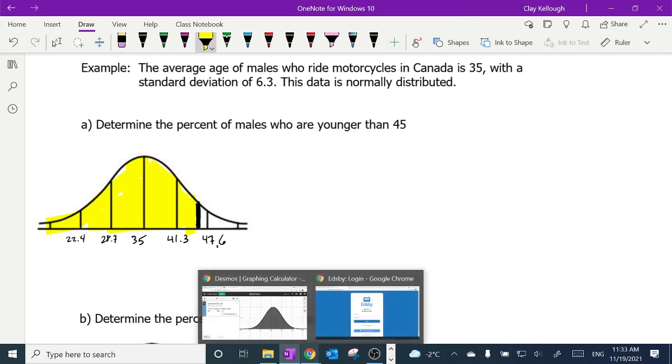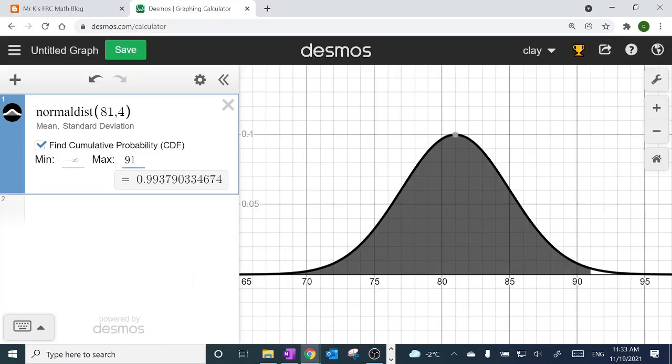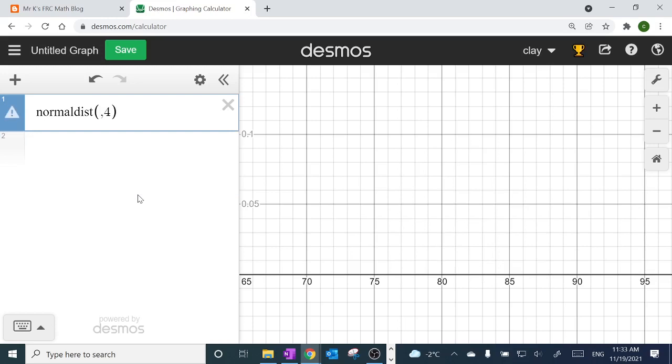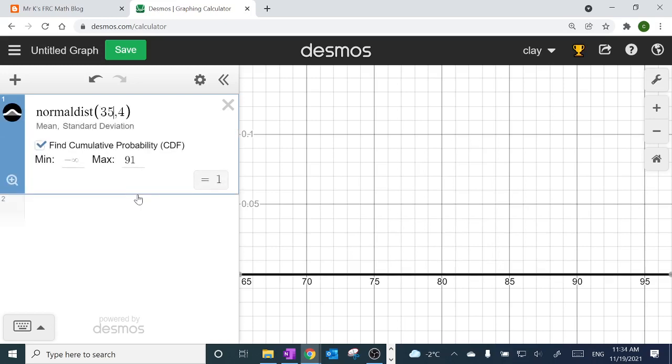I'm going to use Desmos. Okay, so my normal distribution, there it is. And I am going to type in, so let's see, what was the mean for this data? The mean for this data was 35. The standard deviation was 6.3.